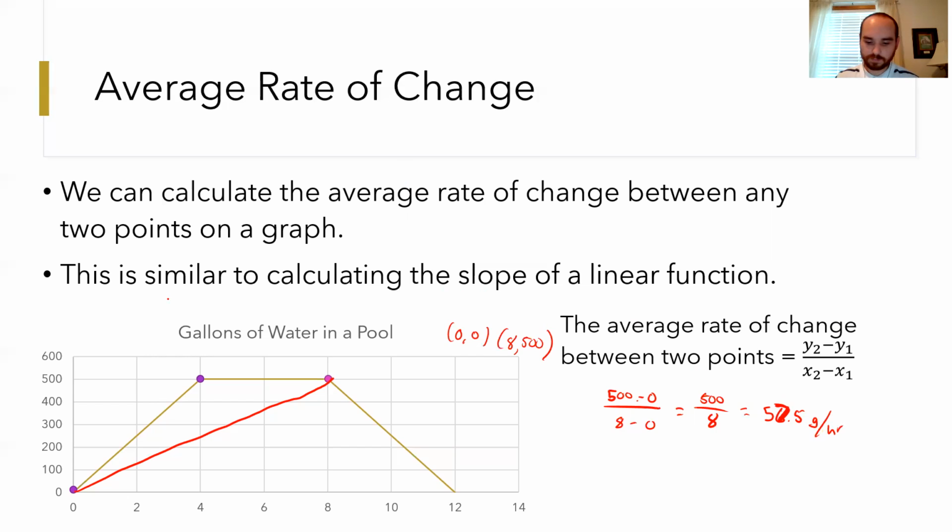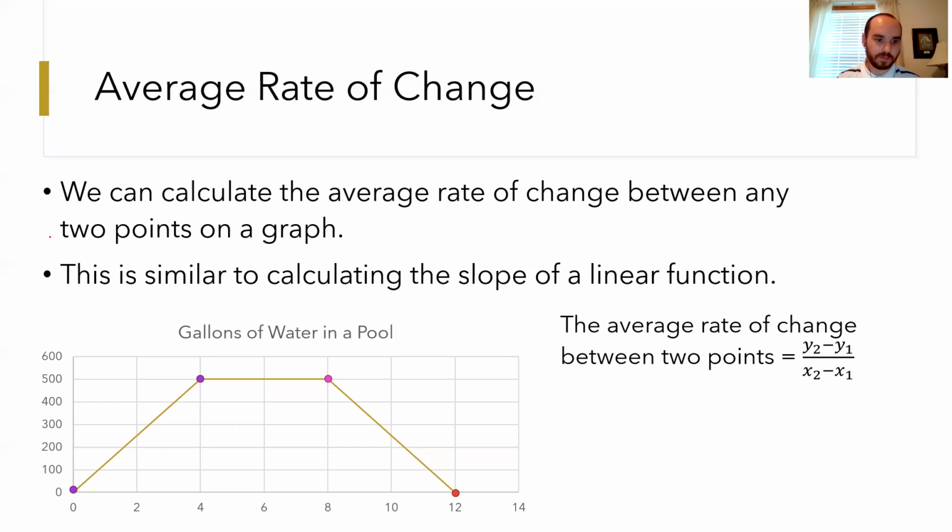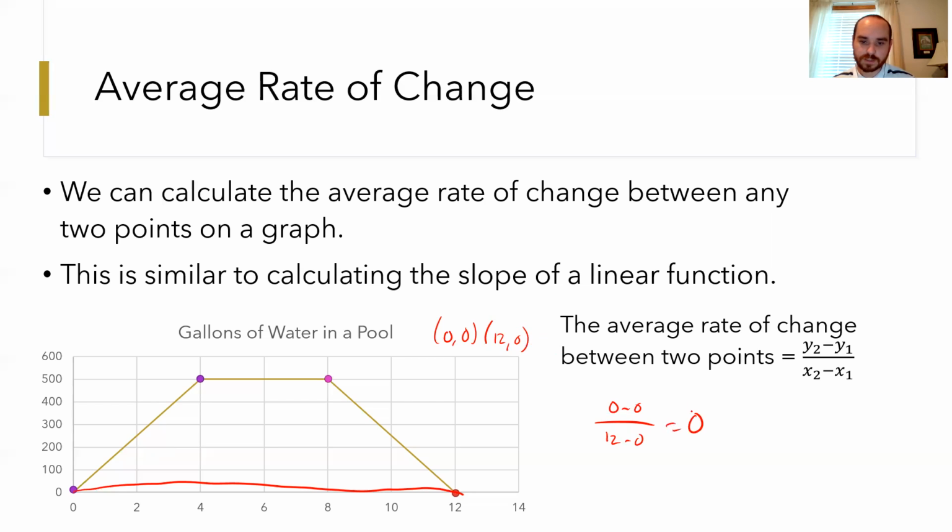Okay, and then the last one, we're going to look at what happens if we do it from 0, 0 to 12, 0. So this time we're going from here to here, and looking at that, you can probably already guess what the average rate of change is. The other point is 12, 0. If we do our y2 minus our y1, we get 0 minus 0 over 12 minus 0 equals 0. So the average rate of change between here and here was net 0, right?